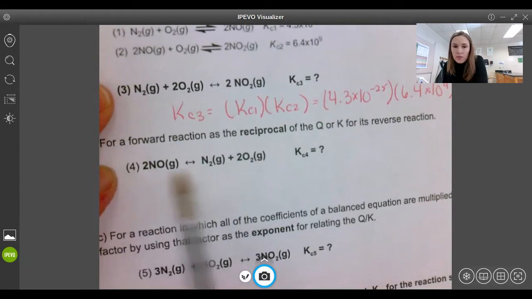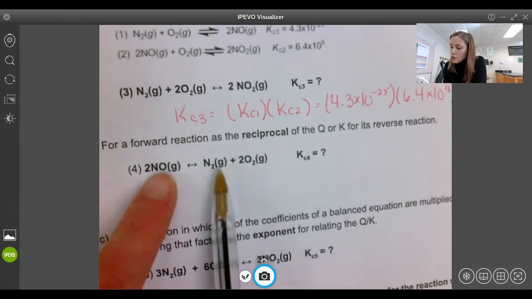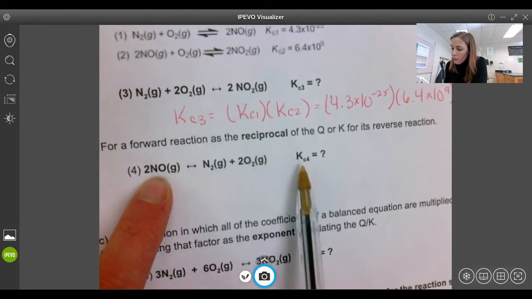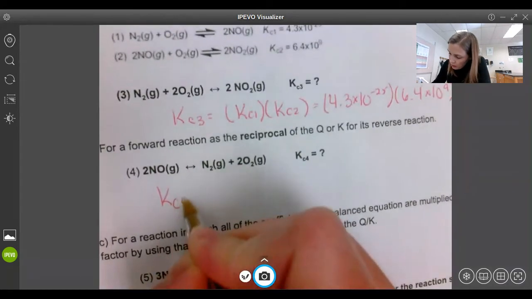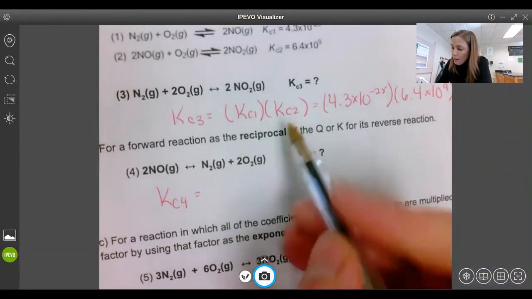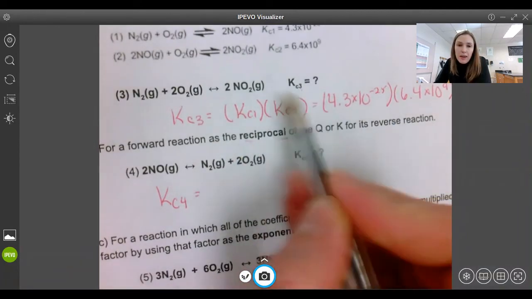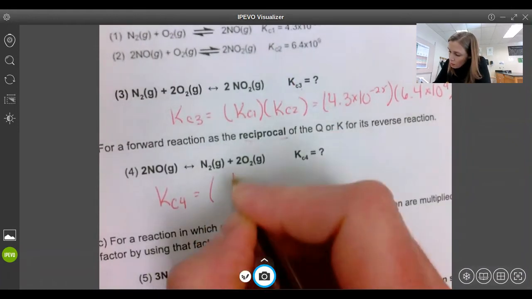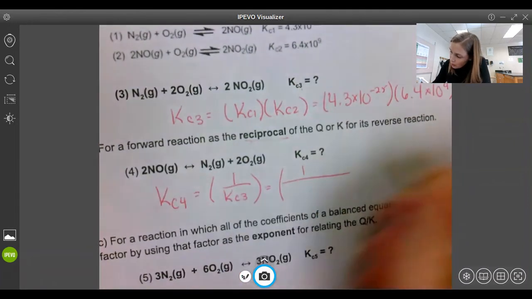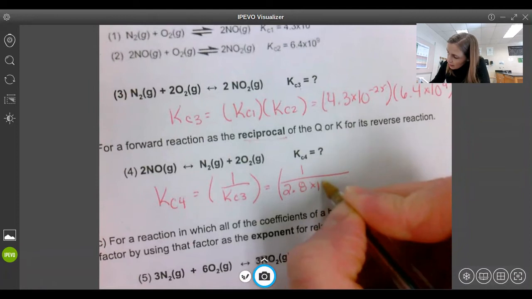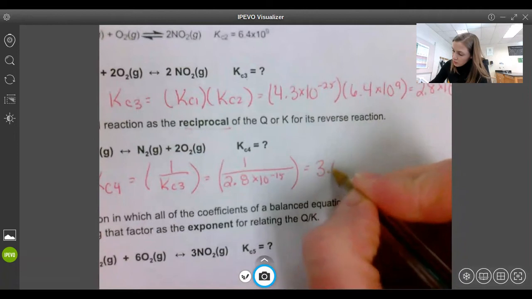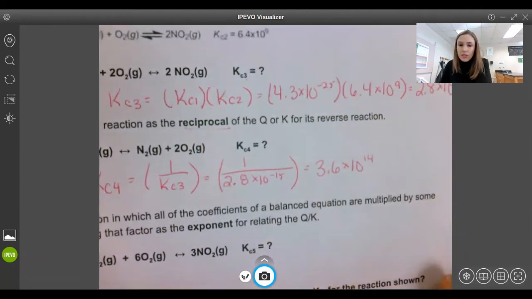All right, so let's say though that we take this reference, equation number 3, and we look at it in terms of how we're going to get number 4 here. So I can see with 4 that this is just the reverse of this equation. So if I'm looking for the value of Kc4, if it's simply the reverse where I've flipped my reactants and products, I'm going to take the reciprocal of my reference equation. So this would be 1 over Kc3, which if I plug in the values, 1 over 2.8 times 10 to the negative 15th. Okay, I'm going to see that my value there is 3.6 times 10 to the 14th.